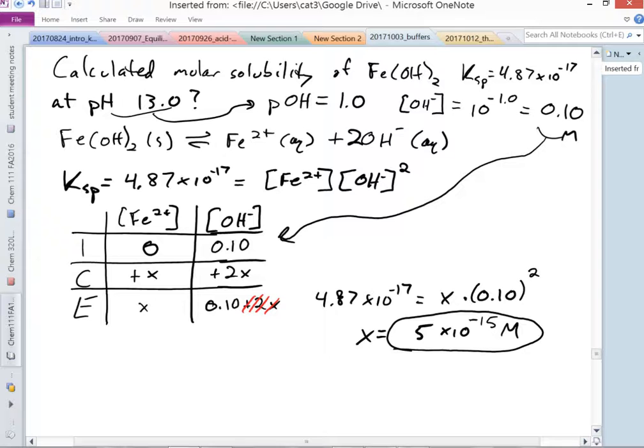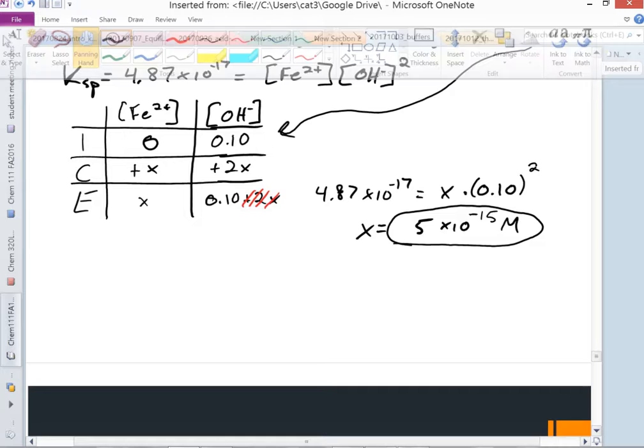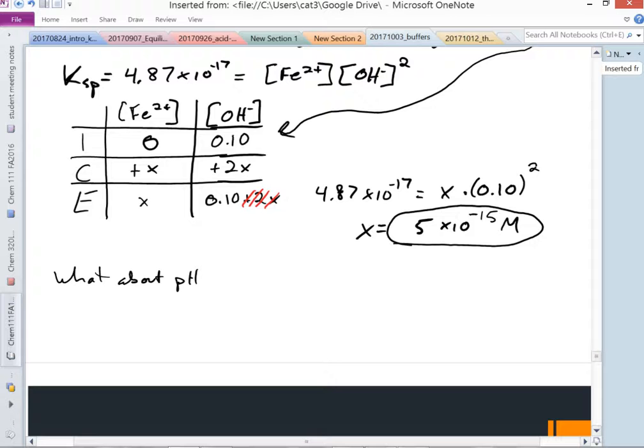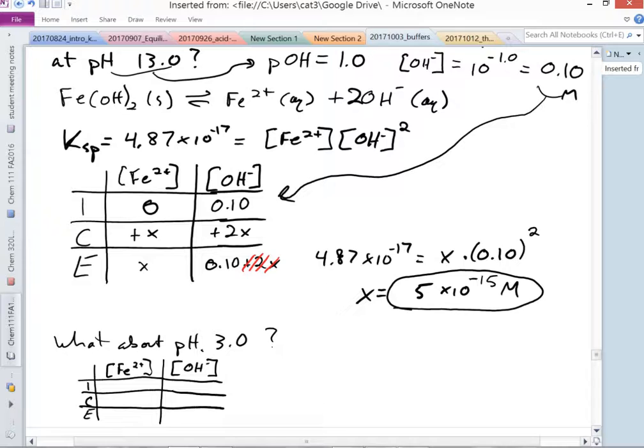What was the pH? 3? Yeah, let's do pH 3. So similar setup, same equation, same KSP, same everything, except I'll have a different concentration of hydroxide. pH 3 means pOH of 11, that's right. Which means OH minus equals 10 to the minus 11th molar, or 1 times 10 to the minus 11th molar.